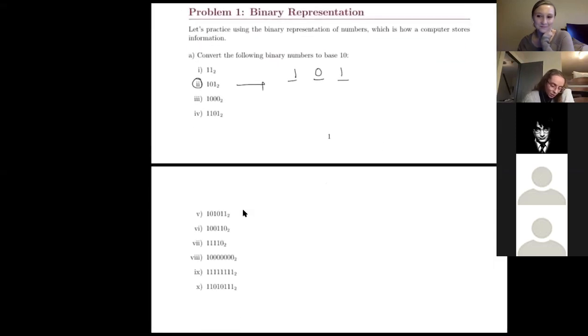So this is what I was saying. You write it out and you write the place values underneath. So this is the 2 to the 0th place, this is the 2 to the 1 place, this is the 2 to the 2 place. And if there's more, you just keep writing them. So you have 1 times 2 to the 2 plus 0 times 2 to the 1 plus 1 times 2 to the 0, which is 4 plus 0 plus 1, which is 5. So that's how I would do conversion, there's many ways to do this. You might have seen a different one in lecture, but this is a pretty simple one.